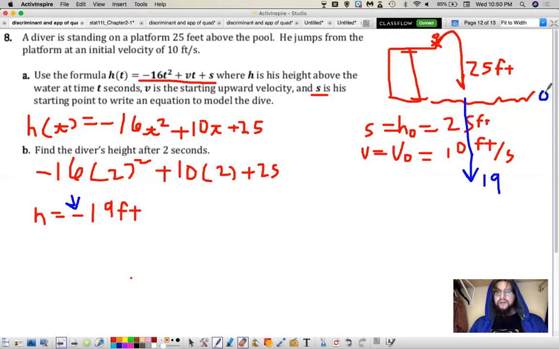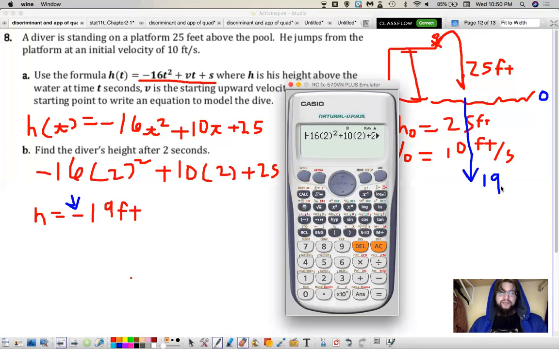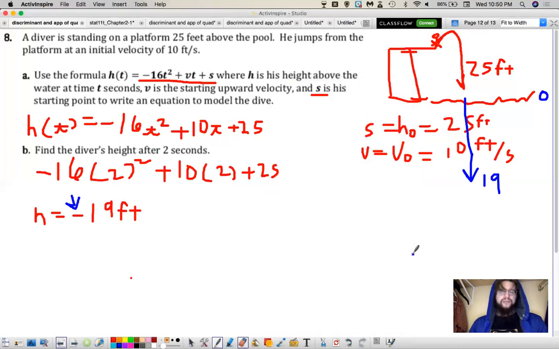Because this is our zero here, right? The pool's top is zero. Well, he went 19 feet below the top of the water. Hopefully it's a deep pool. Let me just triple check I didn't type anything in wrong. No, okay. I like that. It's a little exaggerated, but yeah, okay.